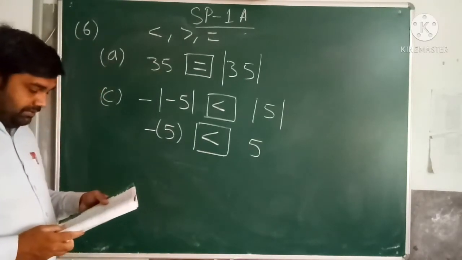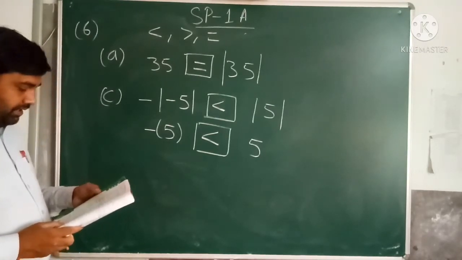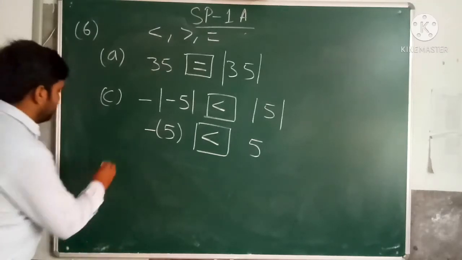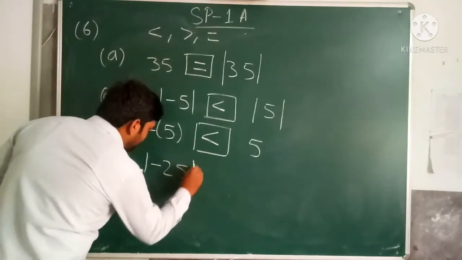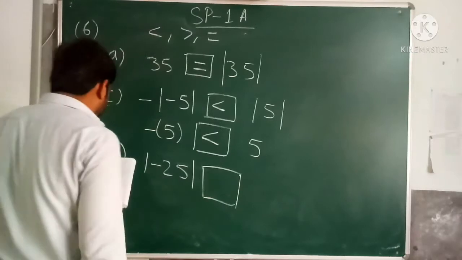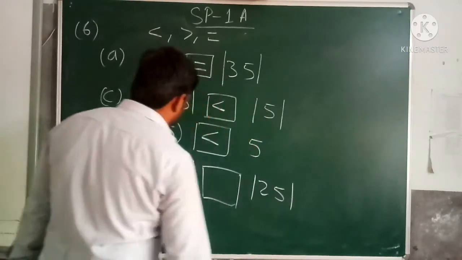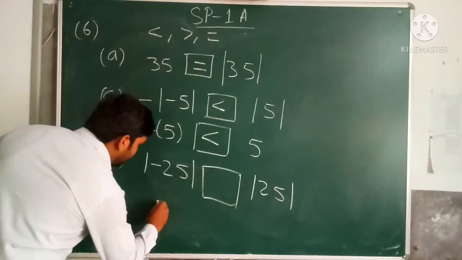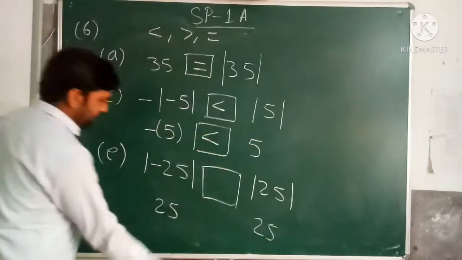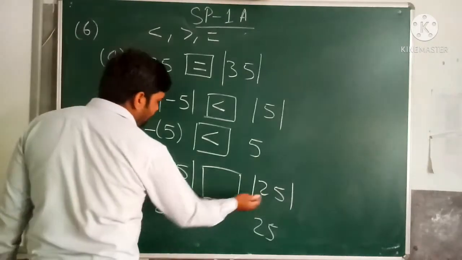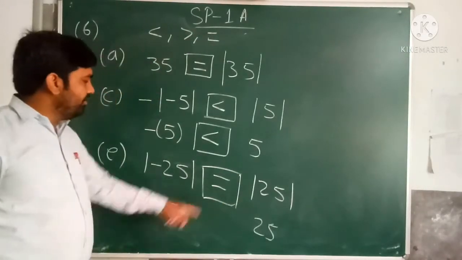Next you can see question number E. The question number E, mod of minus 25 and mod of 25. So what will it become? Mod of minus 25 will give the positive value 25 only, and this also gives you 25 only. See, both are giving the same value. So mod of minus 25 and mod of 25 are the same. So both the values are equal, so we use here the sign of equality.